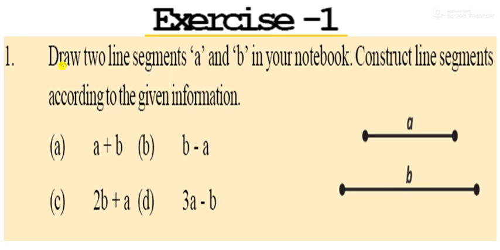Exercise 1. Draw two line segments a and b in your notebook and construct line segments according to the given information. The information is given as a plus b, b minus a, 2b plus a and 3a minus b. So first of all I want to do small a, that is a plus b. How can we construct this one?